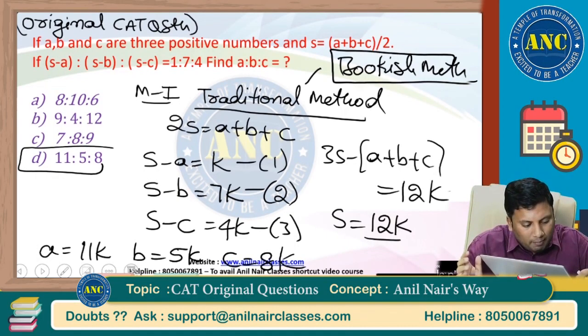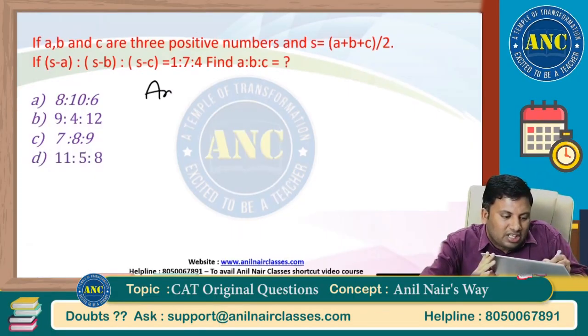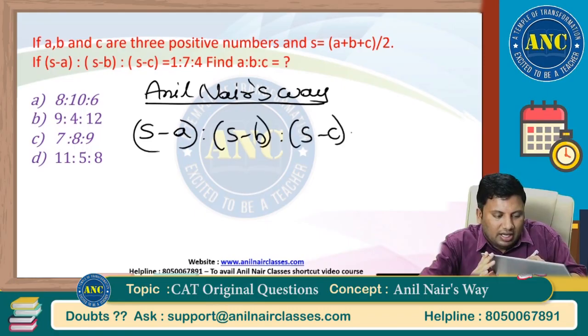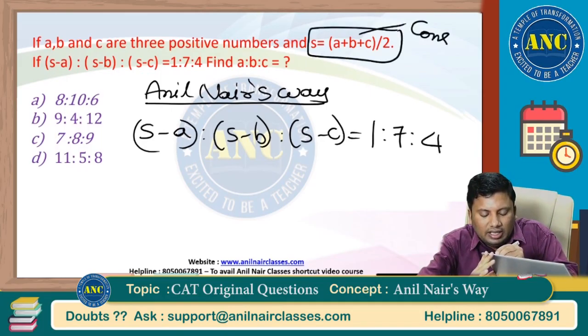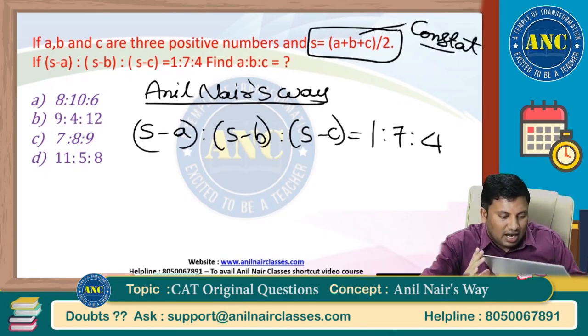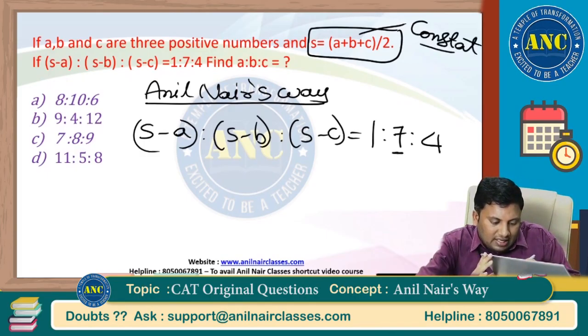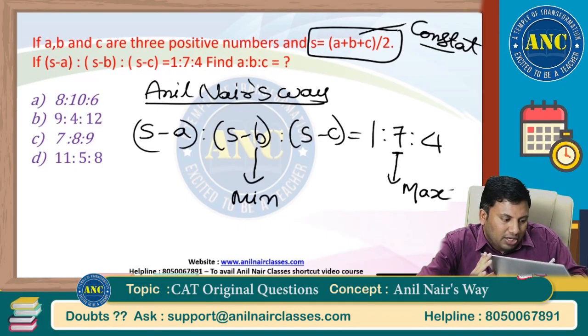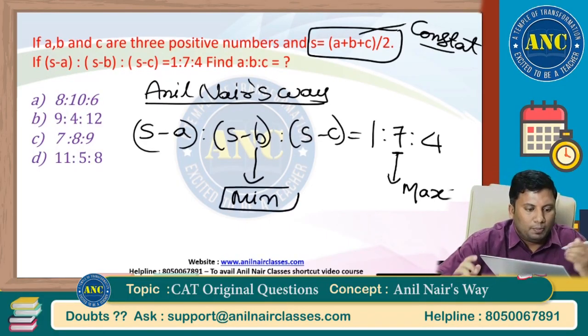This is method 1. Method 2, Anil Nair's way of solving. When this was given in the CAT paper, how I solved it is: S minus A, S minus B, S minus C is 1:7:4. S is constant. If S is constant, see here, B is 7, this is maximum. If it is maximum, B has a minus sign before it, so B should be minimum in the series.